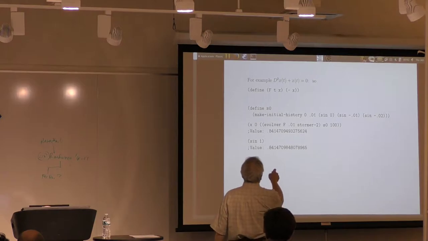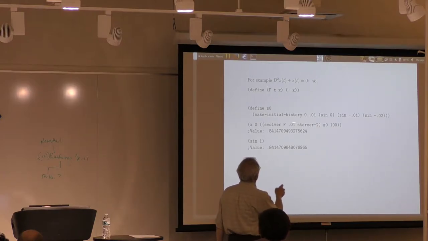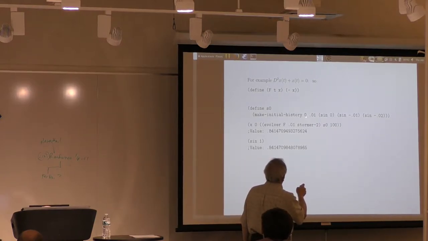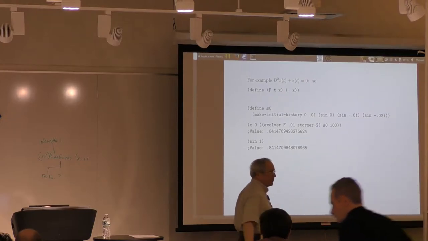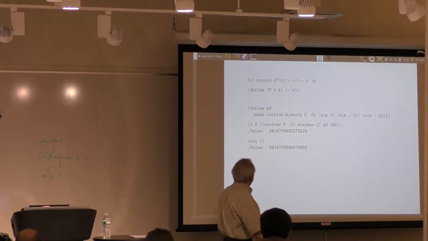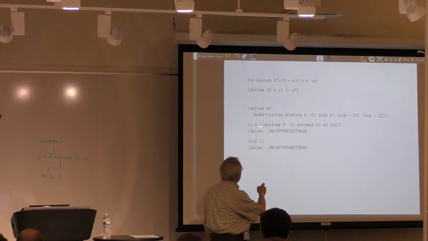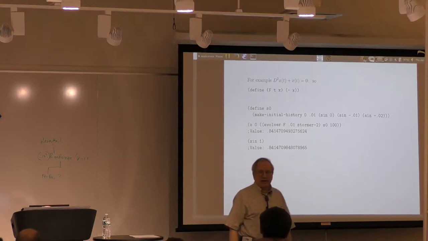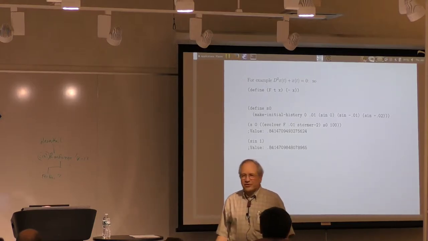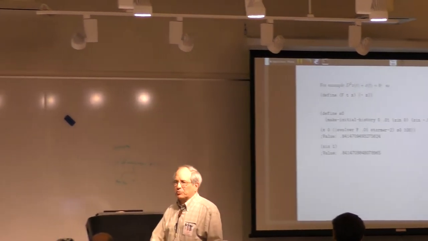And define that f to be that. I'll make an initial history for myself, starting at time 0 with step 0.01. I have sine of 0, sine of minus 0.01, sine of minus 0.02, so that's an initial history. I'm going to evolve that and look at the x value of it, and that gives me sine of 100 times 0.01, which is 1. Sine of 1 is that, not very far apart. It's good to 10 to the minus 7th. So there's an example of a very simple process.